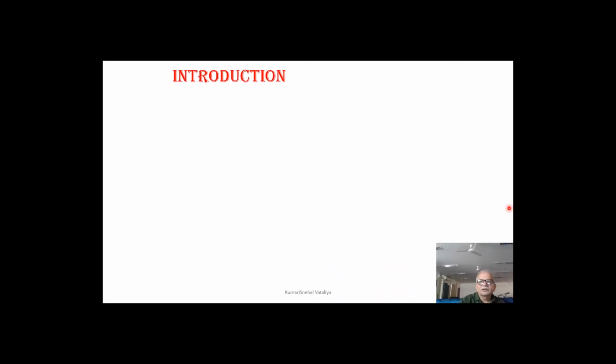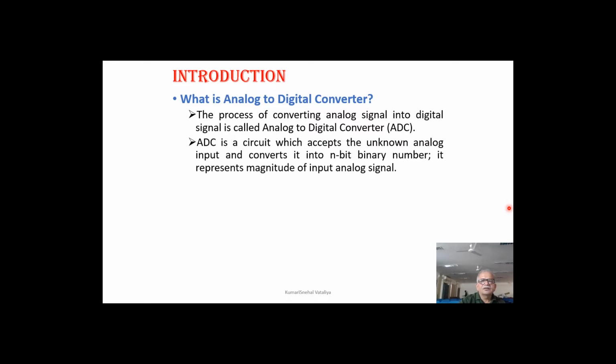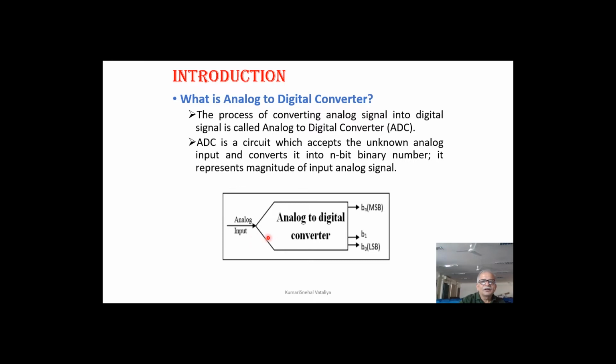Dear friends, today we are trying to study what is an analog to digital converter. The process of converting an analog signal into a digital signal is called analog to digital converter, ADC. ADC is a circuit which accepts the unknown analog input and converts it into an n-bit binary number. It represents the magnitude of the input analog signal. This is a block diagram of an ADC. Analog input voltage is applied at this point. This is the analog to digital converter, and at the output of the ADC we have an n-bit digital number. A digital binary number has only two values, 0 and 1.